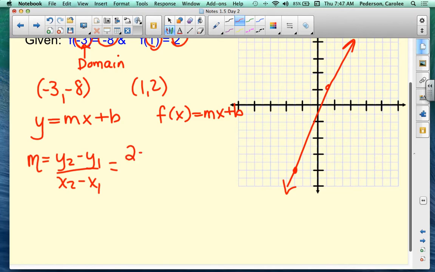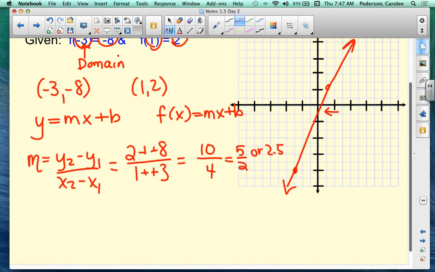So 2 minus -8 over 1 minus -3. All these become positive, plus symbols, because negative turns to a positive. So now you have 10 over 4, which reduces to 5 halves, or 2.5. The other thing we need to identify is the b. What is the y-intercept? You probably can see it from the graph. It looks like it's about -1.